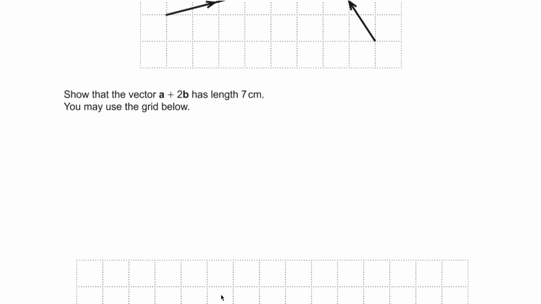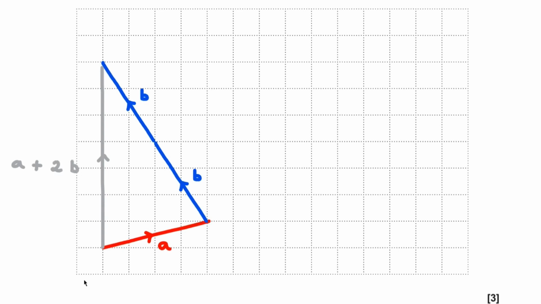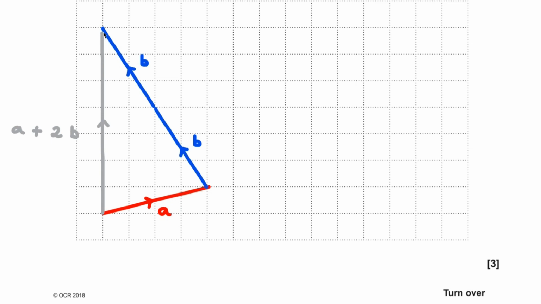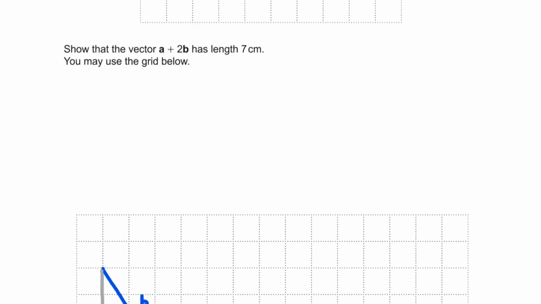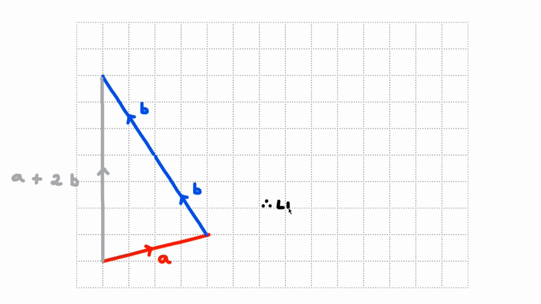So I've got A plus 2B, and the result of that is this vector here, which is A plus 2B. So for us to work out the magnitude of this vector, well, I've got 7 lines up and 0 across, so the length is equal to 7.